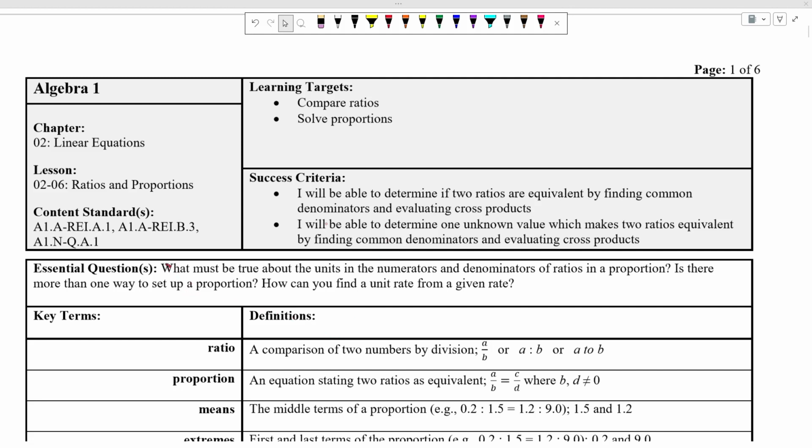So keep the following questions in mind as we proceed forth on our journey toward mathematical enlightenment on the high seas of this mathematical course. One question to keep in mind is what must be true about the units in the numerators and denominators of ratios in a proportion? Units, very important to keep that in mind. Is there more than one way to set up a proportion? How can you find a unit rate from a given rate? All this and more will be answered today as we go forth through the lesson.